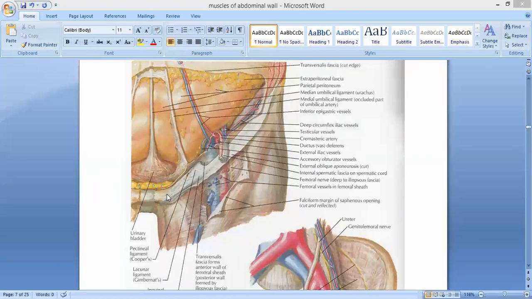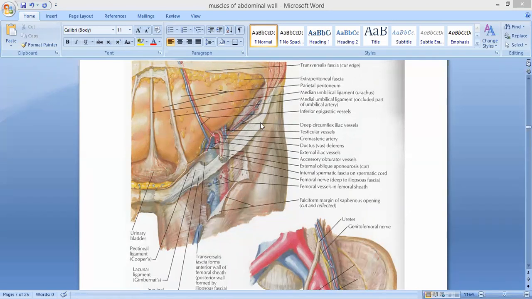I told you before. So its location, where is it located? Just beneath the fold of the groin. This is your groin. So it is located beneath the fold of the groin, and you see it runs obliquely downwards, okay? Obliquely from the anterior superior iliac spine up to the pubic tubercle.